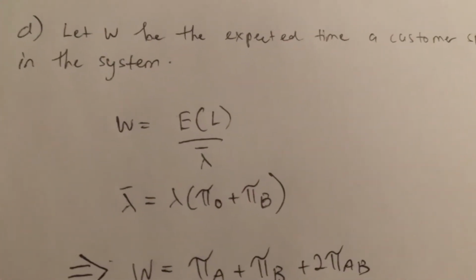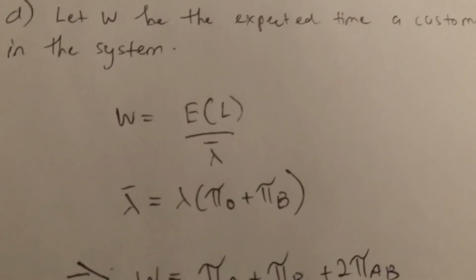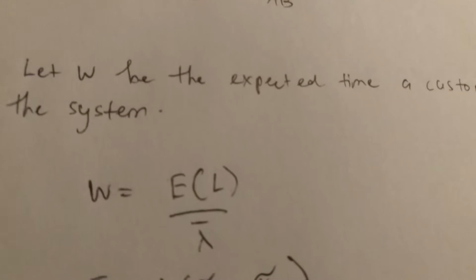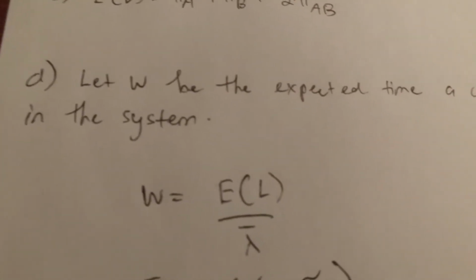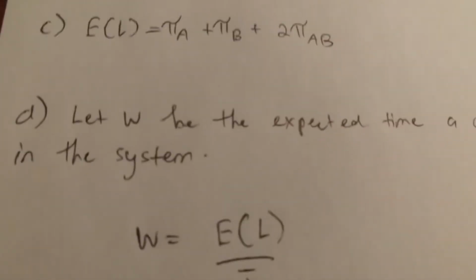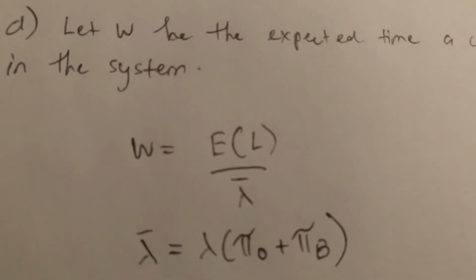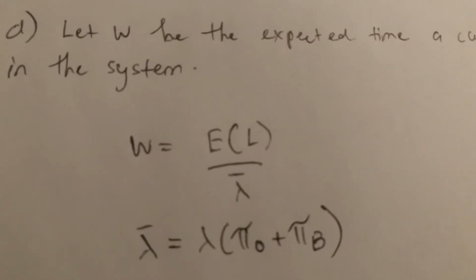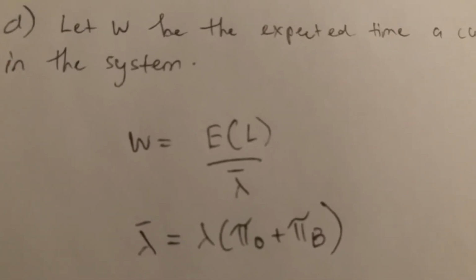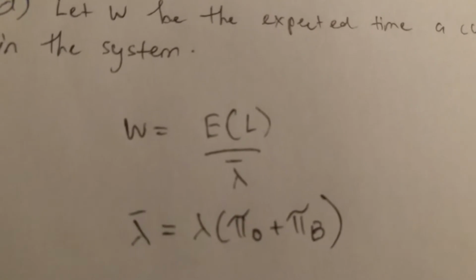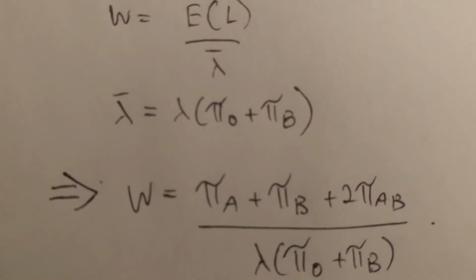So all we have to do is let W be the expected time a customer spends in the system, and we use this formula. So W equals EL over our estimated value of lambda, right? And to estimate that value, all we're figuring out is the long run rate, essentially. So it will just be lambda times the long run proportion of customers who enter the system. And W would just equal that.